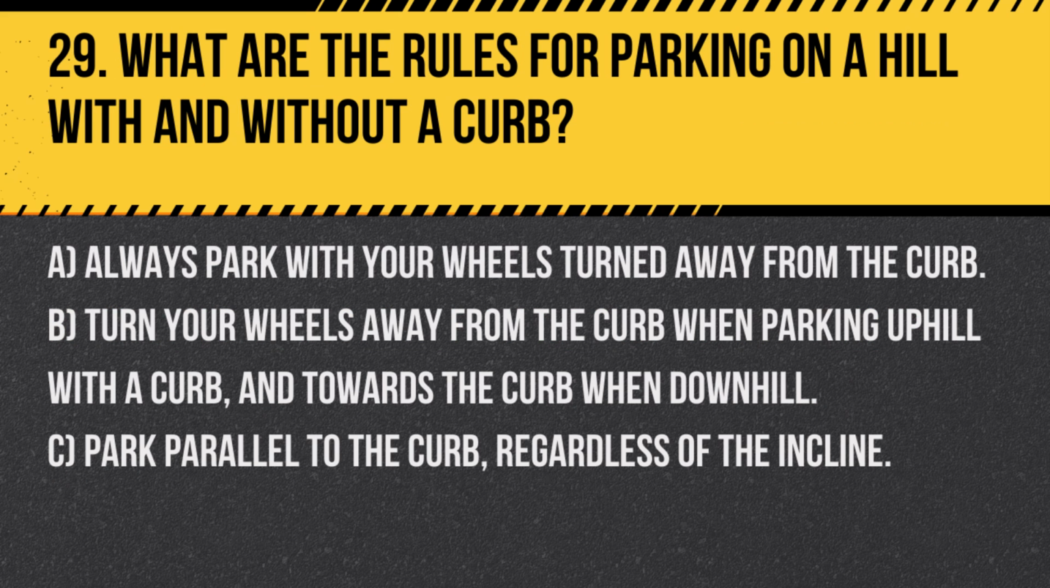Question 29. What are the rules for parking on a hill with and without a curb? A. Always park with your wheels turned away from the curb. B. Turn your wheels away from the curb when parking uphill with a curb and towards the curb when downhill. C. Park parallel to the curb, regardless of the incline. Answer. B. Turn your wheels away from the curb when parking uphill with a curb and towards the curb when downhill. This prevents the car from rolling into traffic if the brakes fail.